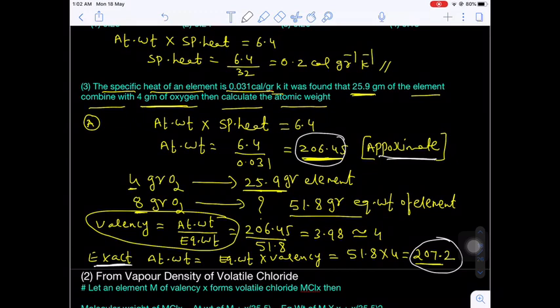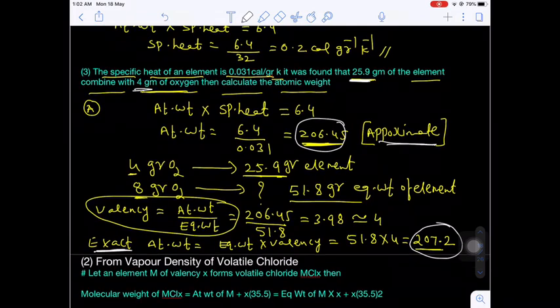Because in the question, extra information was given that this element is combined with oxygen. From that we are calculating the equivalent weight. From equivalent weight we are getting the valency. From the valency again we are getting the atomic mass. So the correction of atomic masses, especially in the periodic table, for some elements, beryllium, indium, these atomic masses were corrected by Mendeleev with the help of the equivalent mass and valency concept.